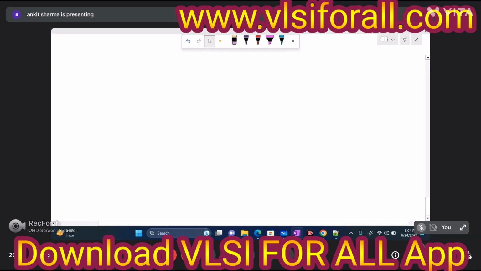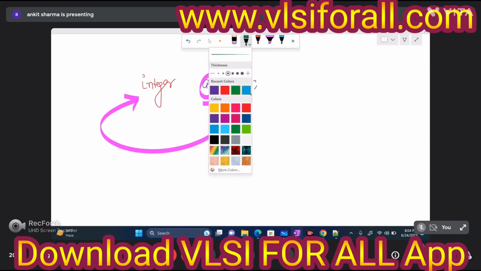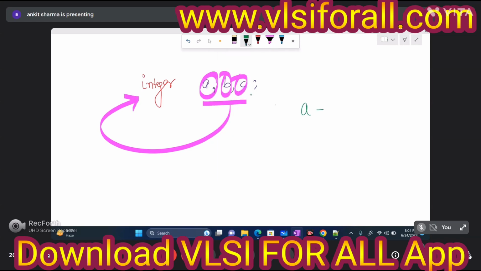Now similarly, we can come to our Verilog language. Let us suppose I am writing here integer a, comma, b, comma, c. So what are these a, b, c? A, b, c are containers which are of integer type.